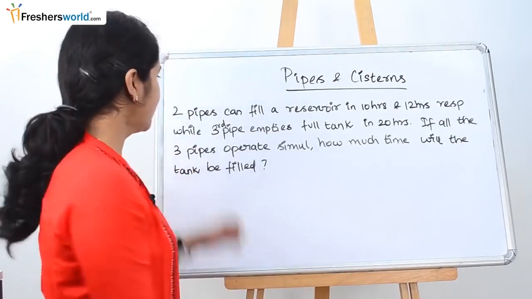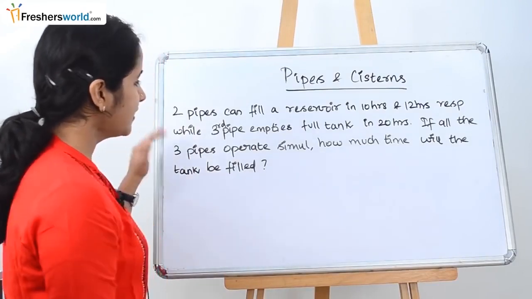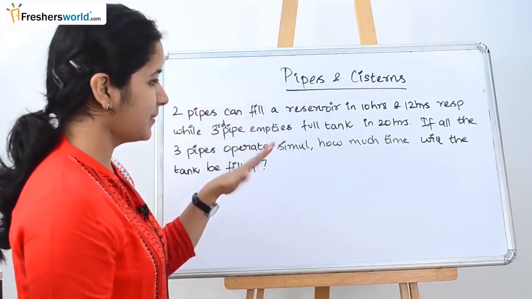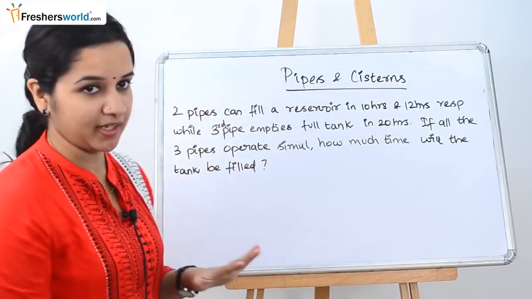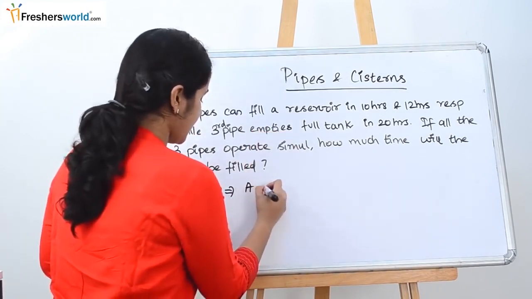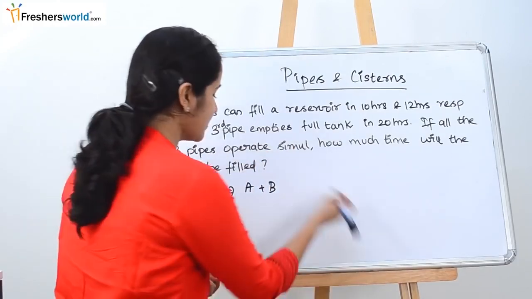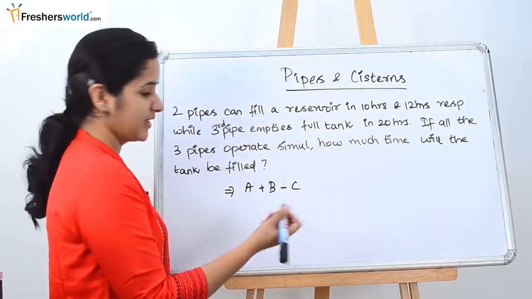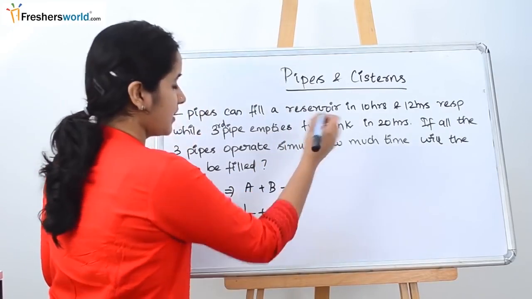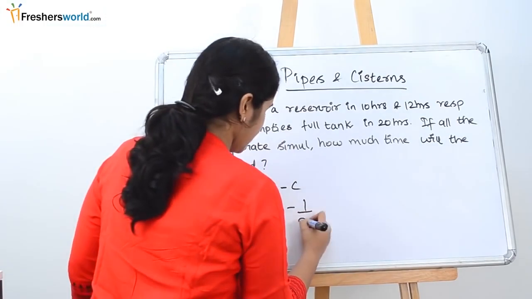The next question is: two pipes can fill a reservoir in 10 hours and 12 hours respectively, while a third pipe empties a full tank in 20 hours. If all three pipes operate simultaneously, how much time will it take to fill the tank? Let's take the two pipes as A and B. The third pipe is emptying the tank. I told you earlier, emptying is negative, so it's going to be minus. A takes 10 hours, B takes 12 hours and C takes 20 hours to empty the tank.